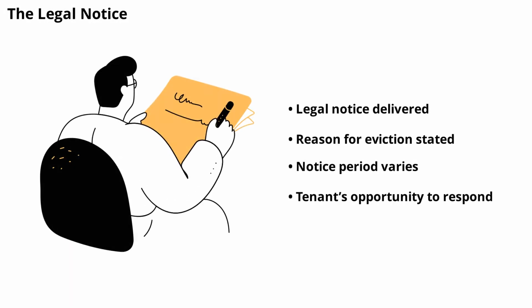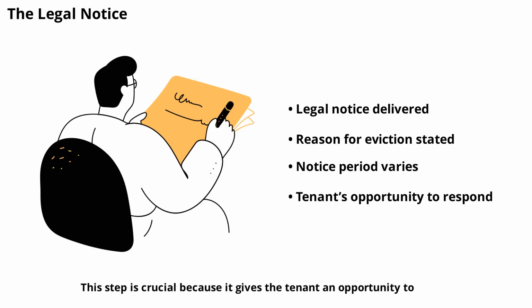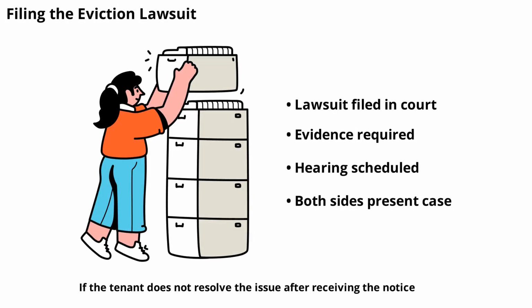The first step in a court eviction is usually the delivery of a legal notice to the tenant. This notice informs the tenant of the landlord's intention to evict and the reason behind it. The notice period can vary depending on local laws and the reason for eviction. For example, non-payment of rent might require a shorter notice than other violations. This step is crucial because it gives the tenant an opportunity to address the issue or prepare for the next steps in the process.